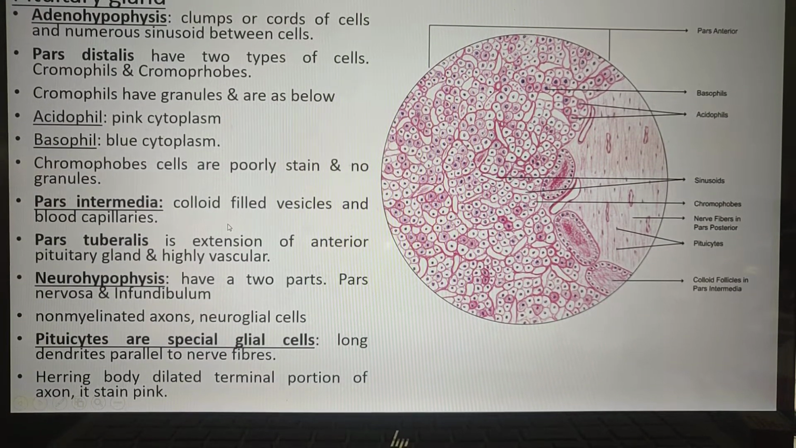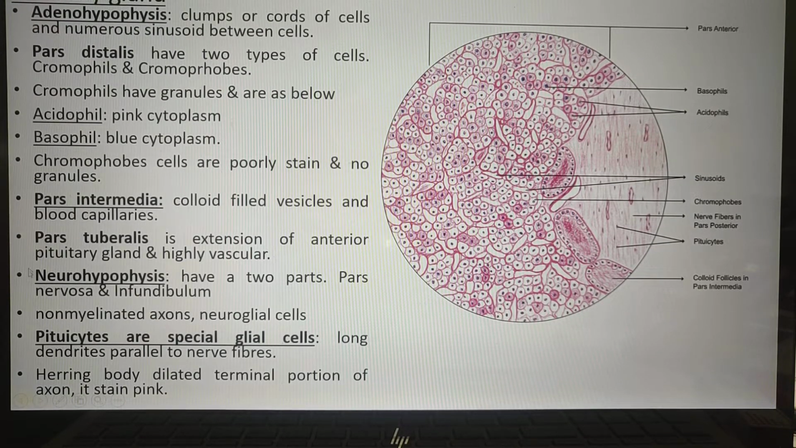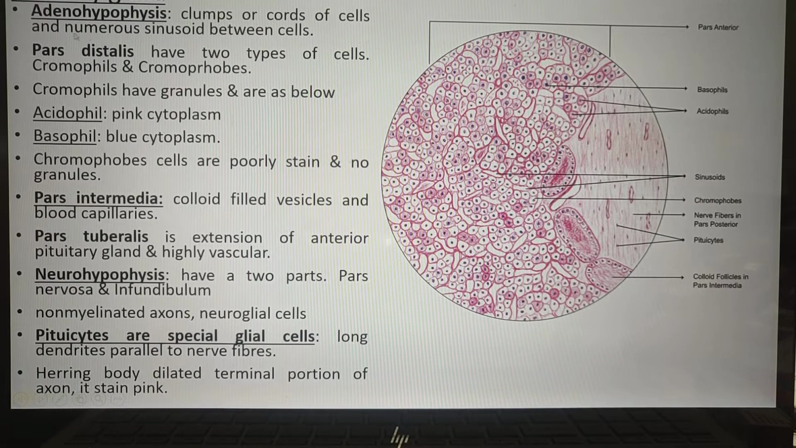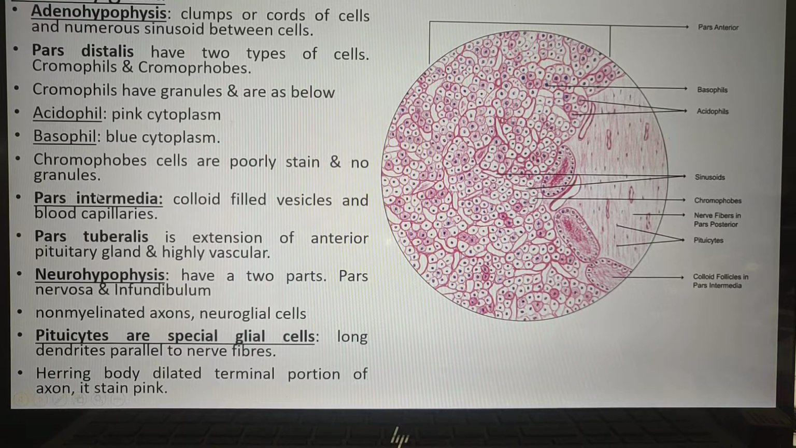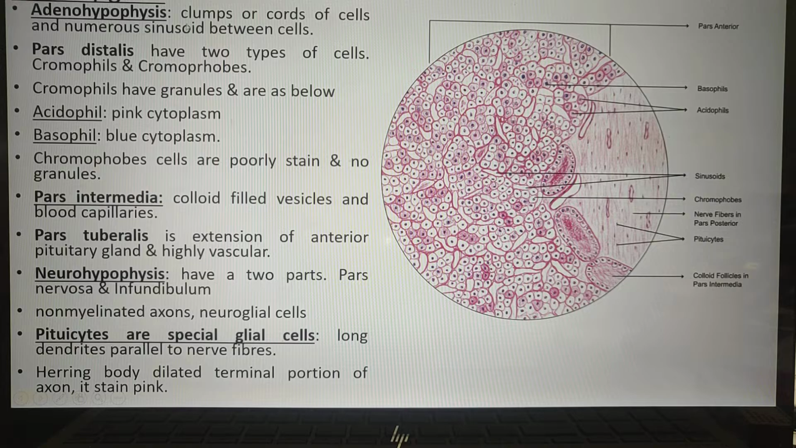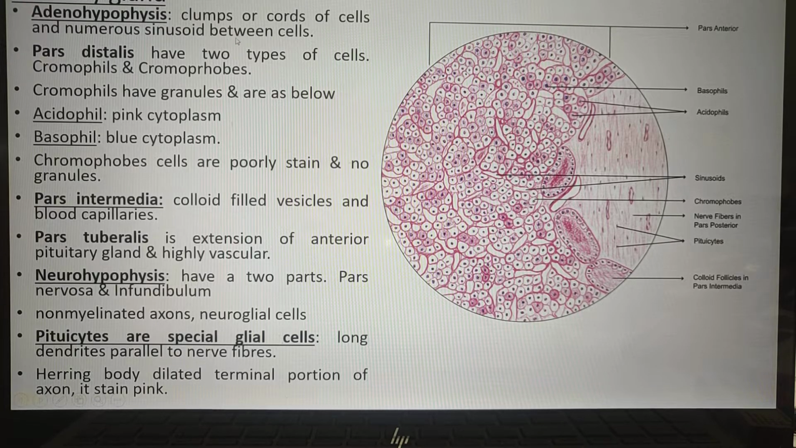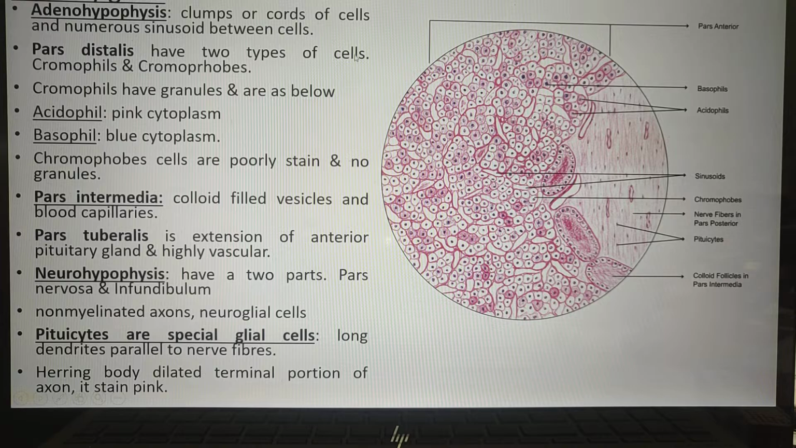Pituitary glands. The pituitary gland has basically two parts, the adenohypophysis and the neurohypophysis. The adenohypophysis contains three parts: pars distalis, pars intermedia, and pars tuberalis. In the adenohypophysis, there are clumps or cords of cells and numerous sinusoids between the cells. Pars distalis has two types of cells, chromophils and chromophobes.